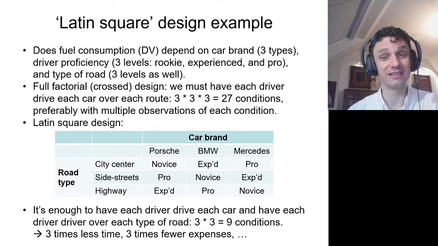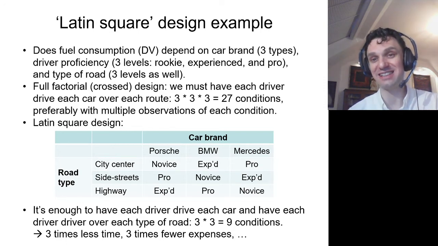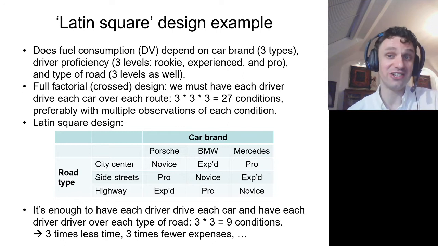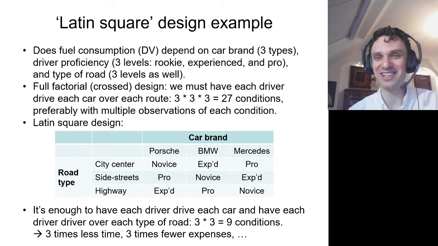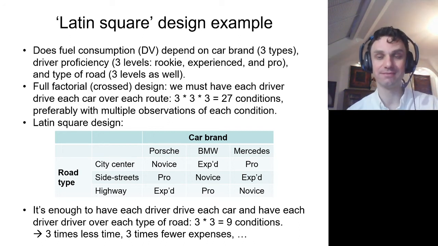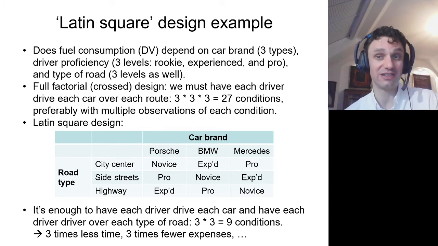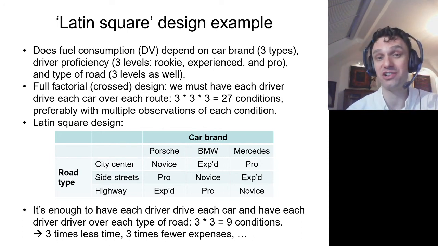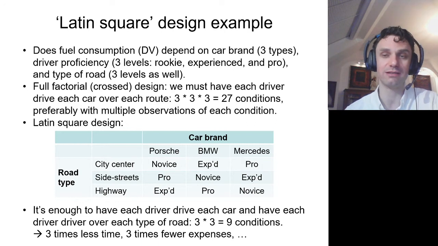But the drawback is that I cannot really test some interaction effects. Maybe if a novice drives a Mercedes in the city center, he or she is much more efficient than if they drive this Mercedes on the highway, and so on. So for these interactions, I just don't have data. But if I don't need these interactions, I don't care about them. If I just want to know which car, which driver, and which route influences fuel consumption, then it's a well-designed experiment. I get enough data to make my business decisions.